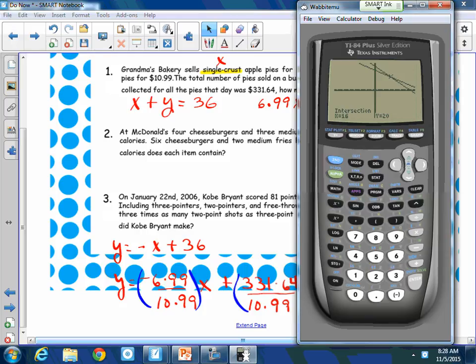So what does that mean? 16 what kind of pies? Because both of them are pies. So x is 16 single and 20 double. Okay? So that's what you need to remember.